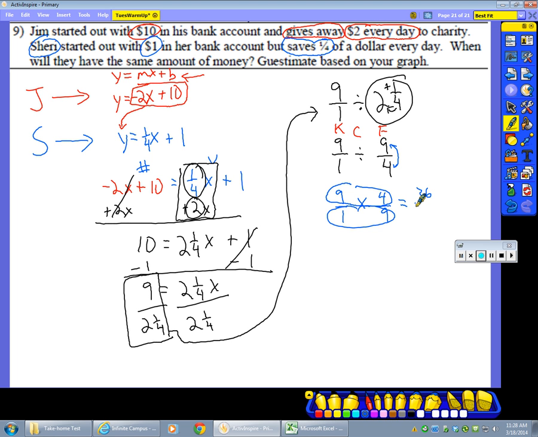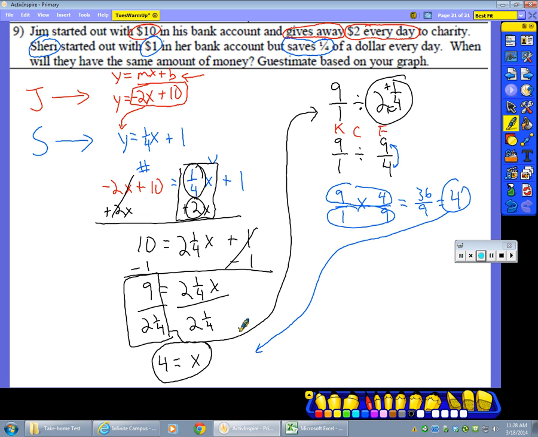1 times 9 equals 9. 36 divided by 9, that can be simplified. 36 divided by 9 equals 4. So now I'm going to take this and I'm coming back to where I left off. And I have that 4 equals x. So there is part of my answer.